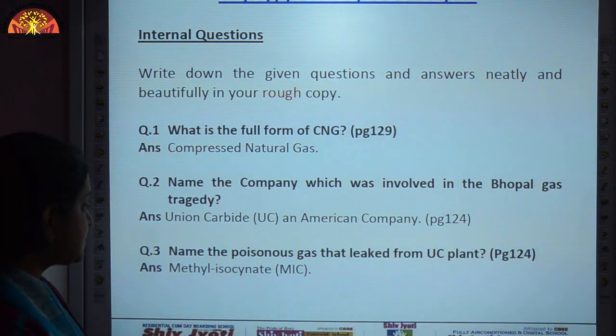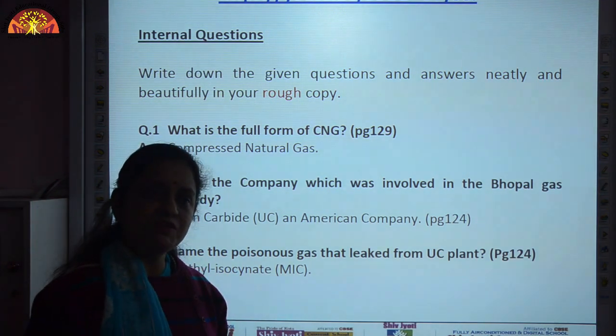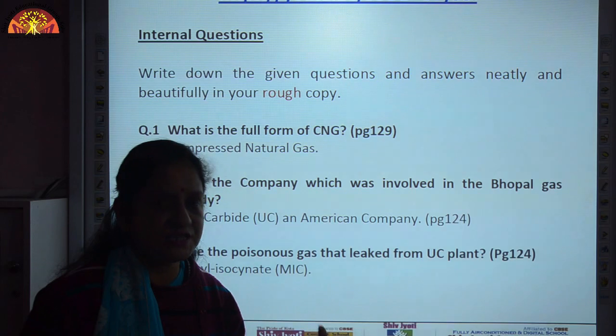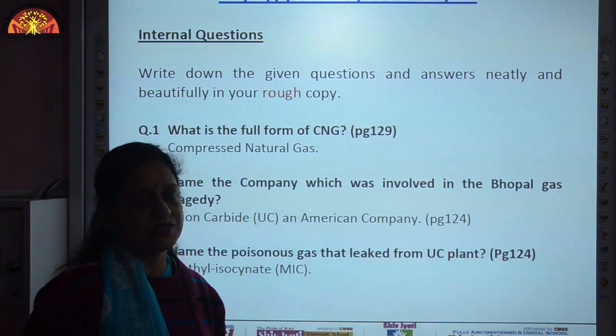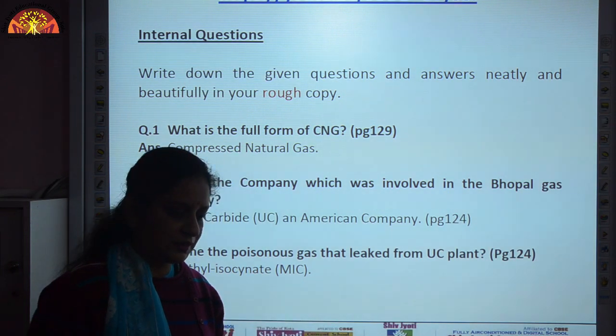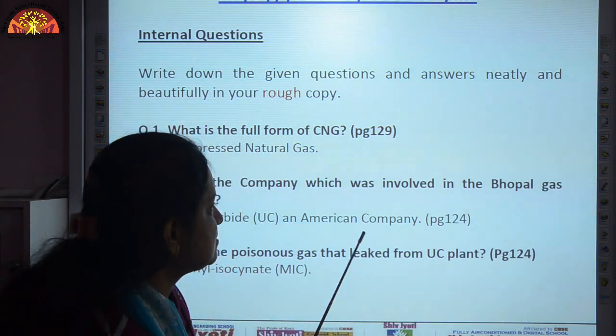Beta, the gas named methyl isocyanate, which is such a dangerous gas. When it mixed with the air, it became hazardous, as we have seen in this chapter, the Bhopal gas tragedy. बहुत सारे लोग blind हो गए और उनकी death हो गई. That was such a big disaster, we can say.